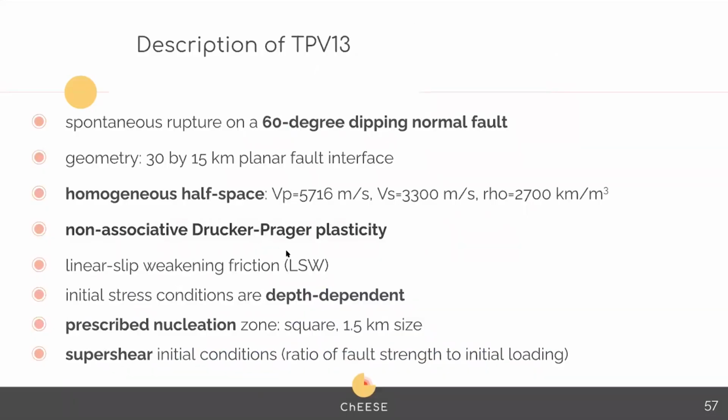This benchmark is a homogeneous half space, and it considers off-fault plasticity when the elastic limit is reached. We use linear slip weakening to control the dynamics on the fault, and the initial stress condition is depth dependent. The nucleation is achieved by a prescribed nucleation patch, and the initial condition has strong supershear in the results.